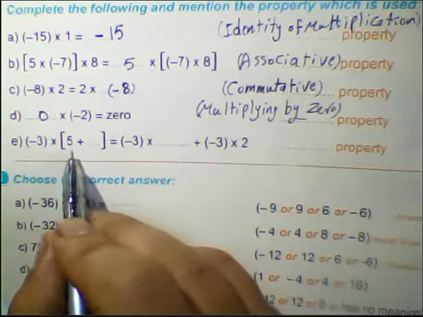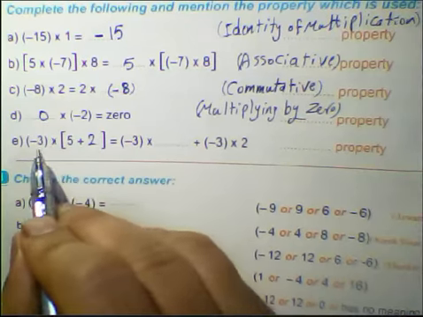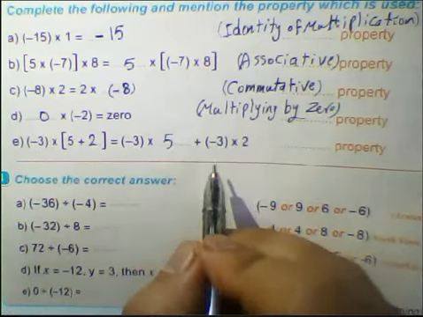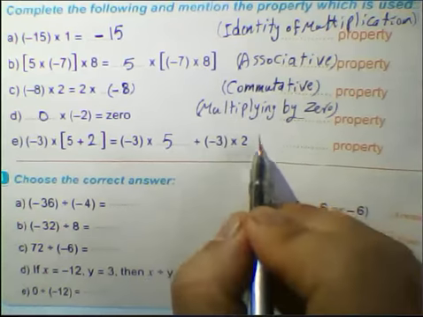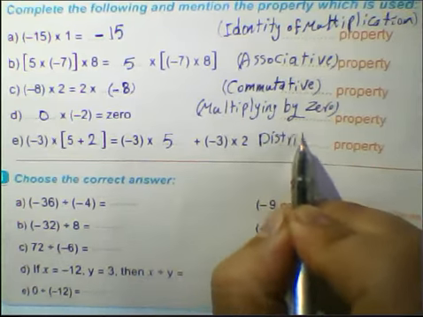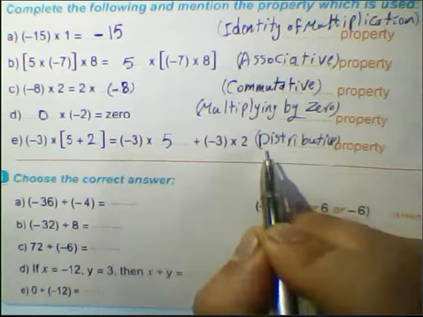Negative 3 multiply 5 plus 2 equal negative 3 multiply 5 plus negative 3 multiply 2. Distributive property.